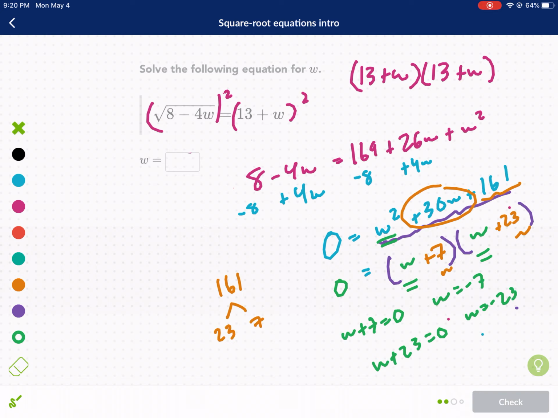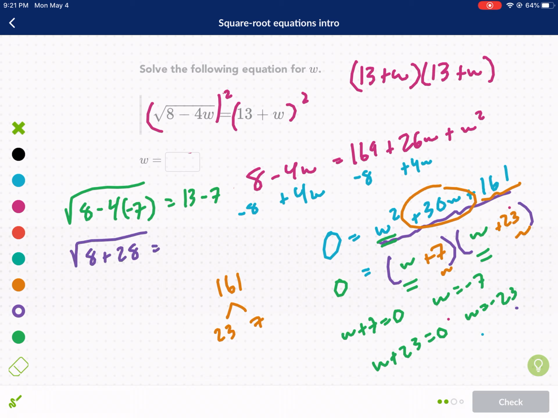First, let's check negative 7. We have the square root of 8 minus 4 times negative 7. Is that equal to negative 7 minus 7? You guys get it. Okay. So we have 8 plus 28, is that equal to negative 14? We get square root of 36 equals 6. Good to go. So negative 7, we're good on.